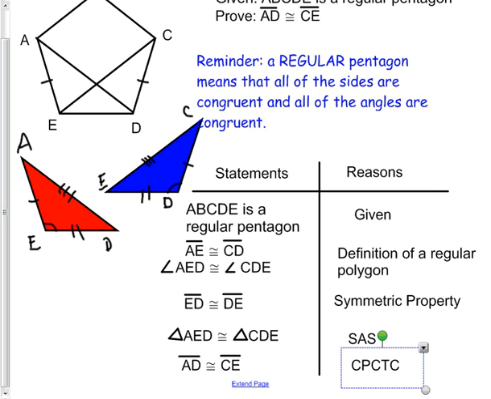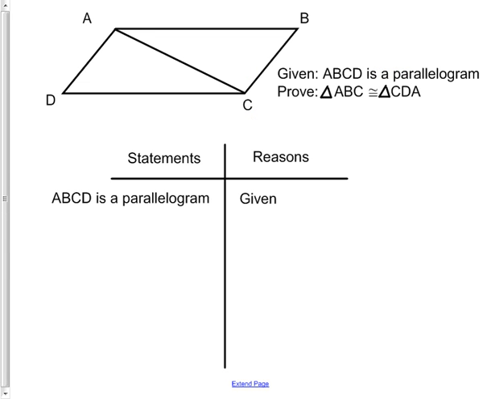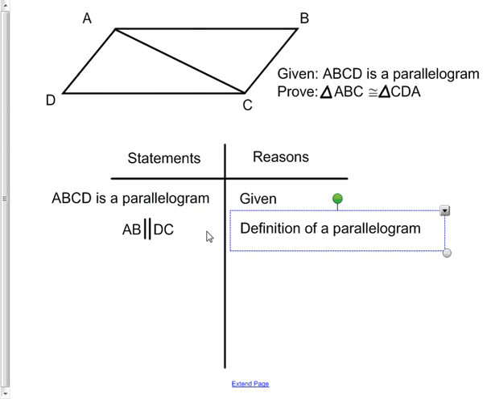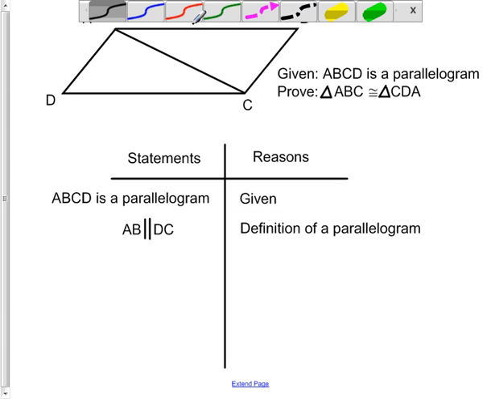Okay, one more. This video is getting a little long, but we'll do one more quick one, hopefully. This one says, given ABCD is a parallelogram, prove triangle ABC is congruent to triangle CDA. Okay, so this is a parallelogram. That's my given. So that means that AB is parallel to DC. That's what a parallelogram is. So that's just the definition of a parallelogram. So I'll write that in up here.